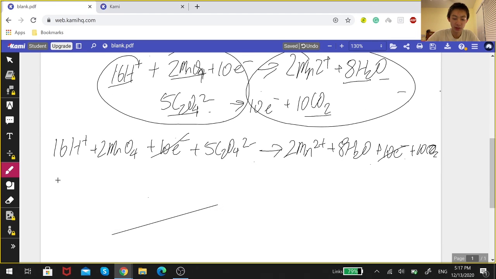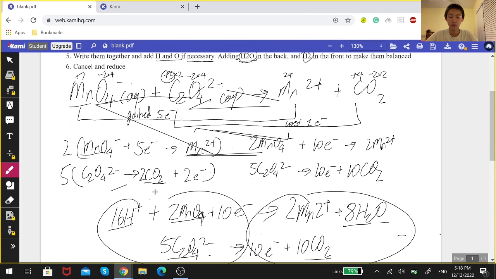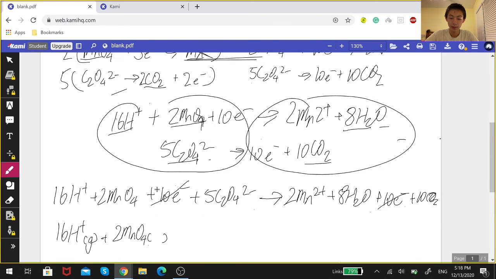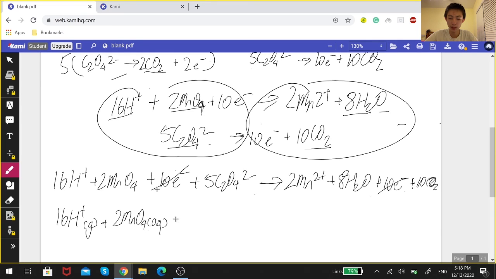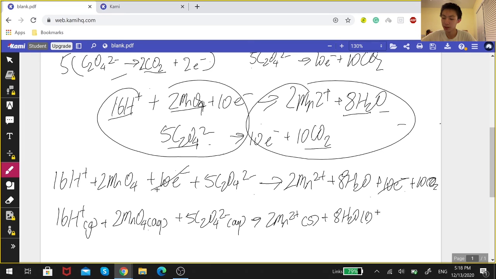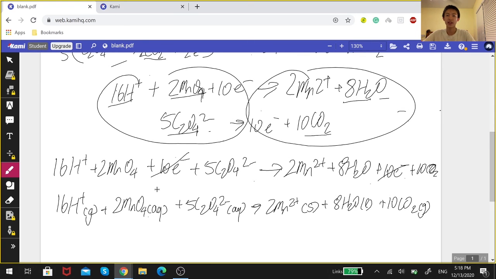We have 16H plus. This time we've got to add the state of matter, because that's the whole purpose of the unit, right? Plus, gas by itself is a gas. MnO4, oxides are aqueous. So this would be aqueous, plus 5C2O4 2 minus, which will also be aqueous. And what does that make? 2Mn2 plus. Metal by itself is solid, plus 8H2O, water is normally liquid, and finally plus 10 CO2, gas by itself is gas. And that is our final redox reaction for this acid.